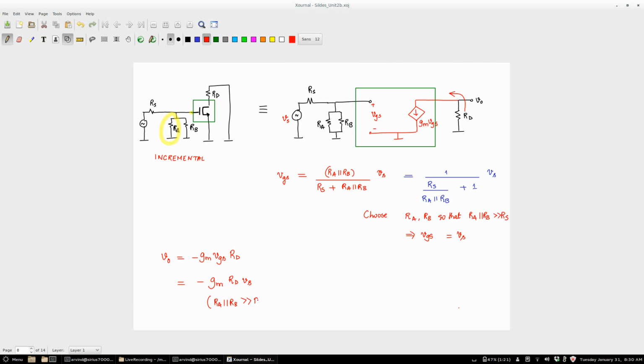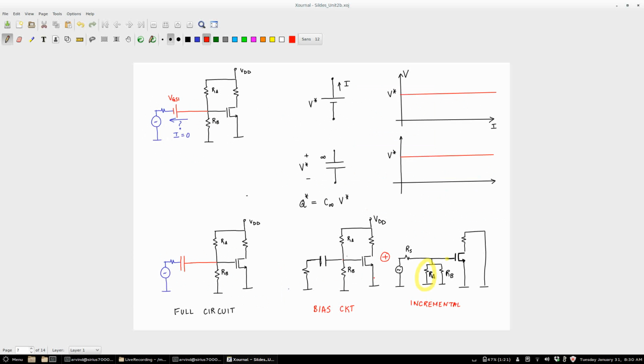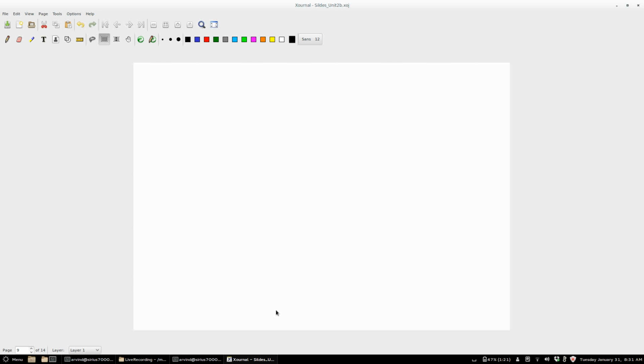Alright. So this is essentially equal to minus GM RD times VS, in this approximation where RA parallel RB is greater than RS. Right? Okay. So what is the voltage gain AV? Minus GM RD.